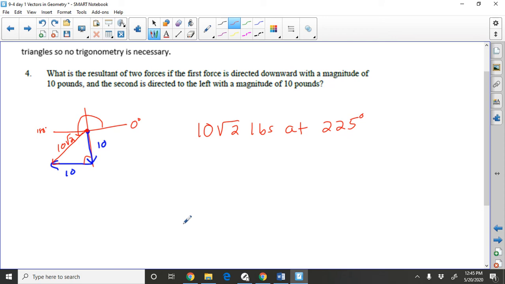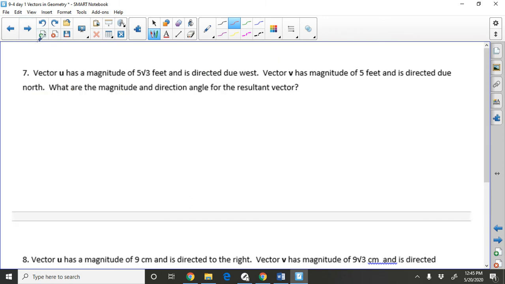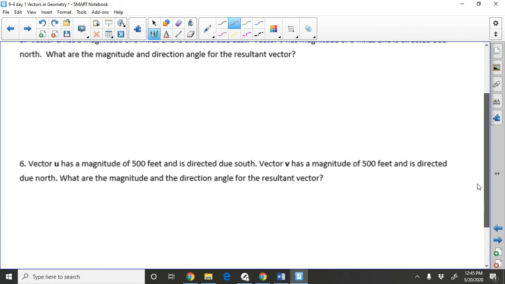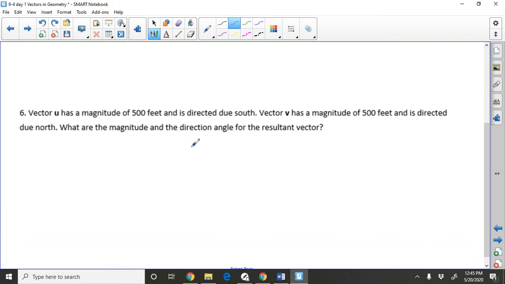One comment as you go through this, actually I'm going to do number 6 for you. In number 6, you have vector u that has a magnitude of 500 feet directed south, and v that has a magnitude of 500 feet and is directed north. If I draw u from the origin, I'm going to go down 500 feet. Then I'm going to add to that from the tail. I'm going to start the head of a vector that is 500 feet and is directed north. When I add that on top, I end up back at the origin. Those two have canceled each other out completely.